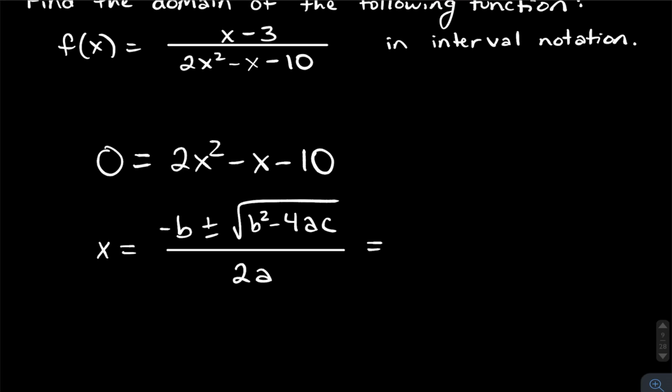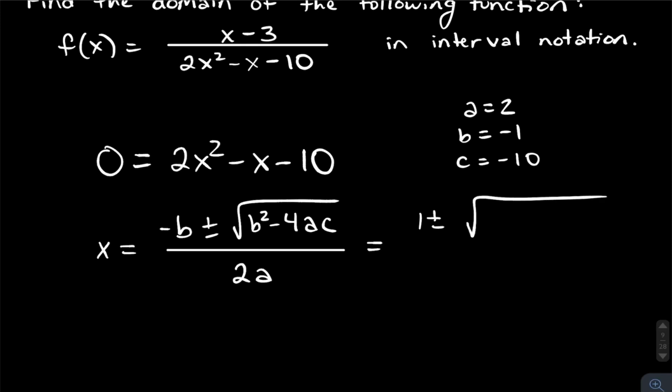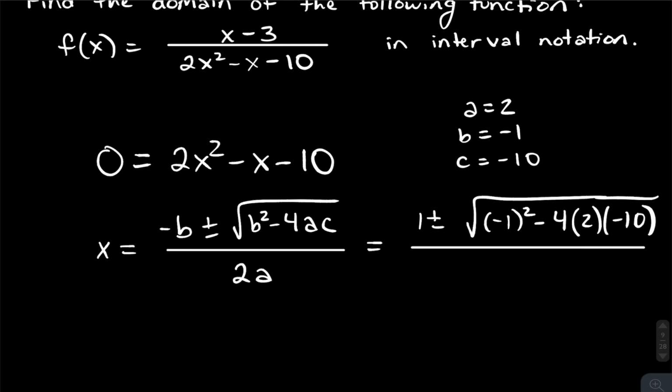But anyways, b is going to be negative 1 here. We can actually write that out if you want. a is going to be 2, b is going to be negative 1, and c is going to be negative 10. Okay, and so negative b is 1, plus or minus the square root of b squared, which is negative 1 squared, minus 4 times a, which is 2, times c, which is negative 10, and that'll be all over 2a, which is 2 times 2.